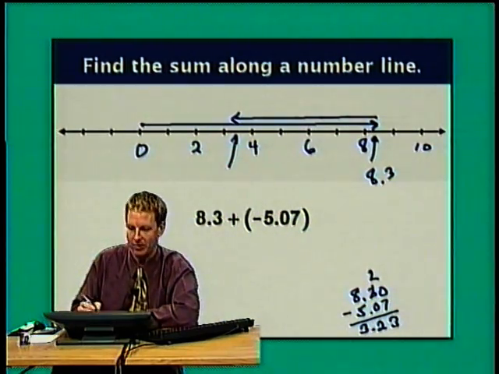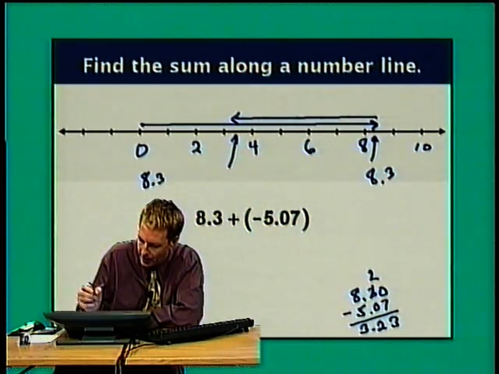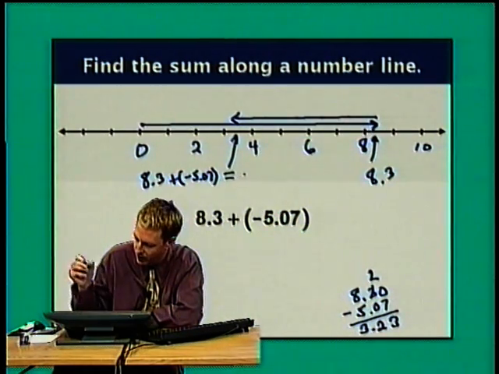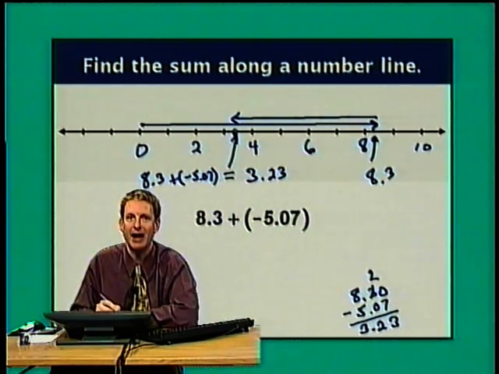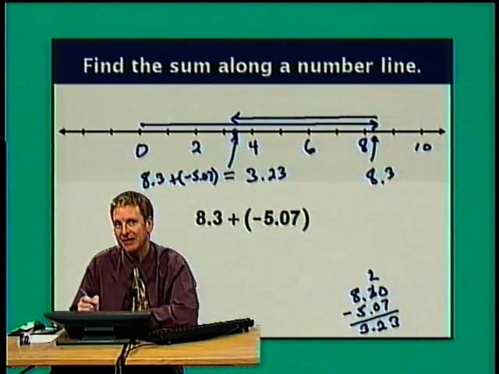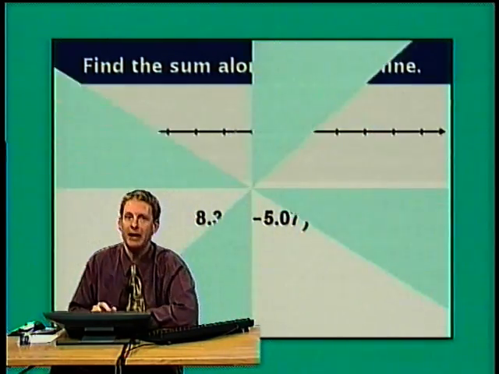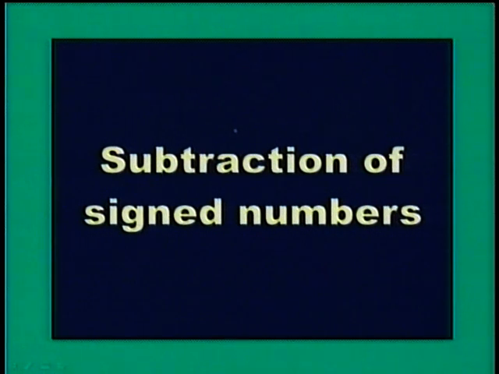What do I write on my paper? I write that 8.3 plus negative 5.07 equals 3.23. That's the point I have on my number line there, 3.23. Now, I did something kind of sneaky there. I took this addition problem and I turned it into a subtraction problem. Candace is going to do all sorts of sneaky stuff like that in her part of the lesson, which is subtraction of signed numbers.